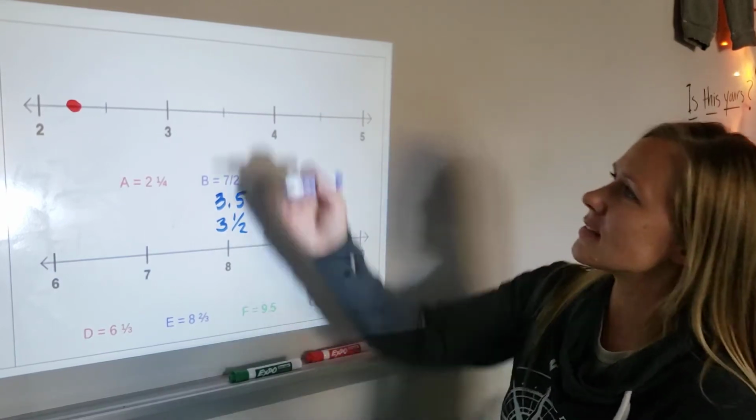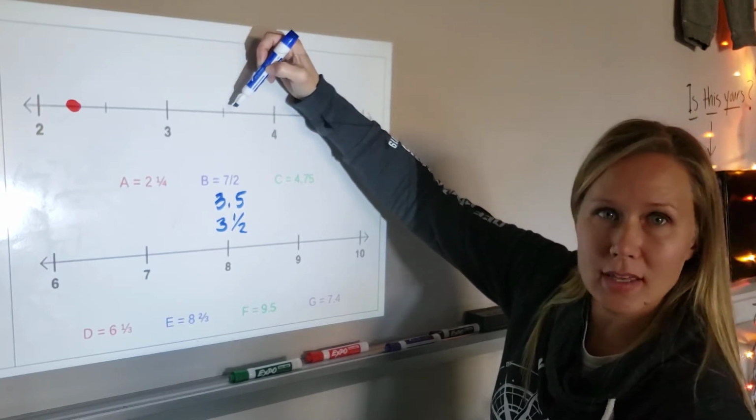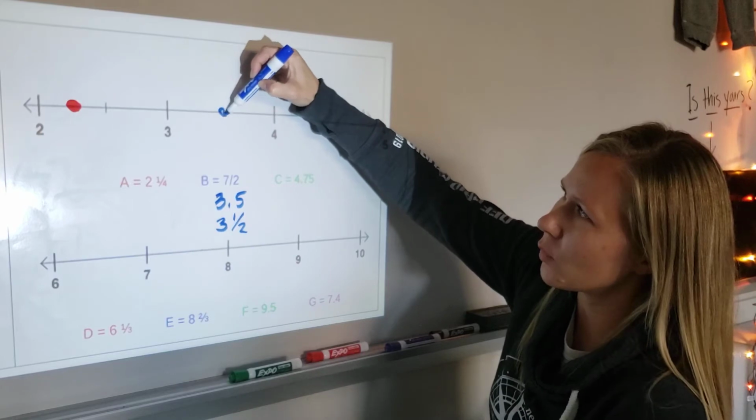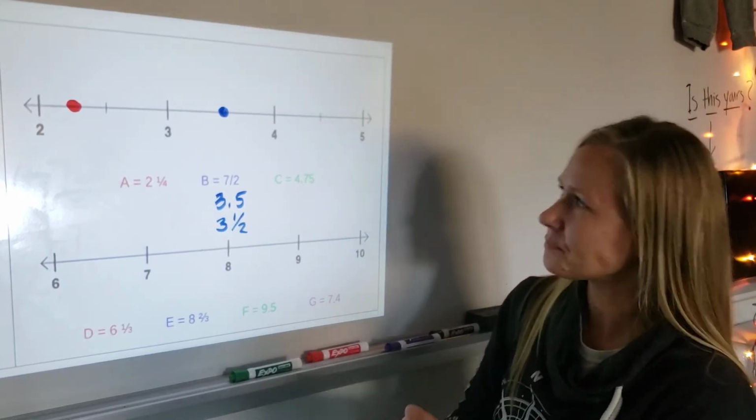Well, we know where that is. Let's go 3, and from 3 to 4, we want to break that up into halves. It already is. So we're going to go 3, and we want to go to the right a half. 3 1/2 right here. So there's the location of point B.